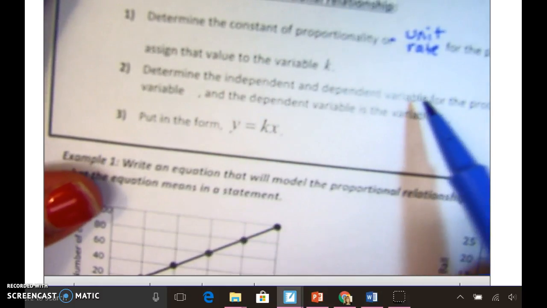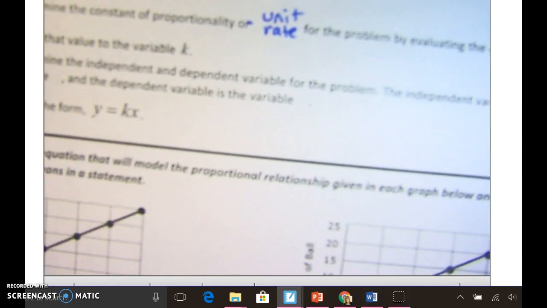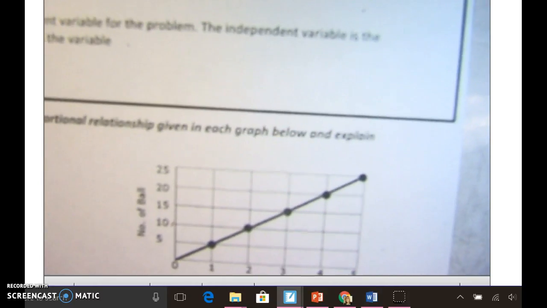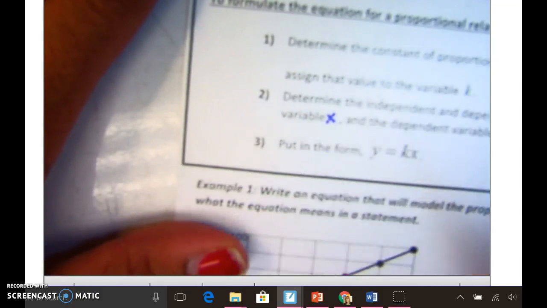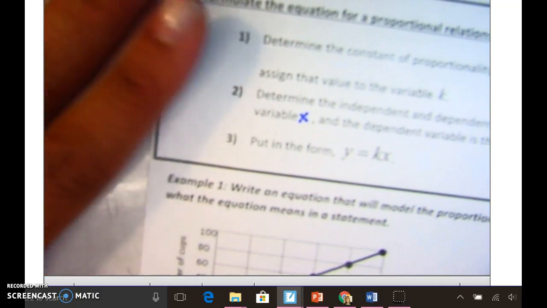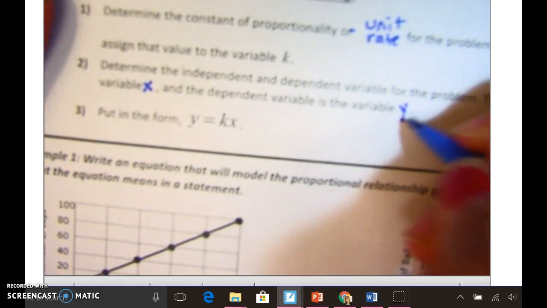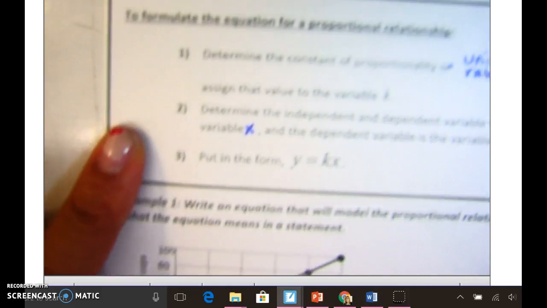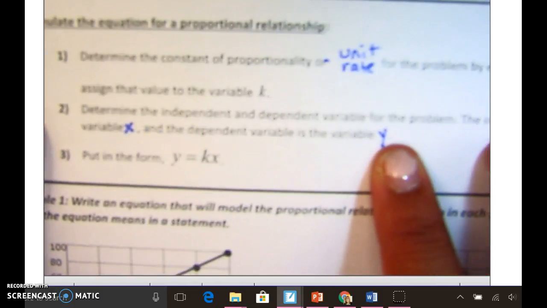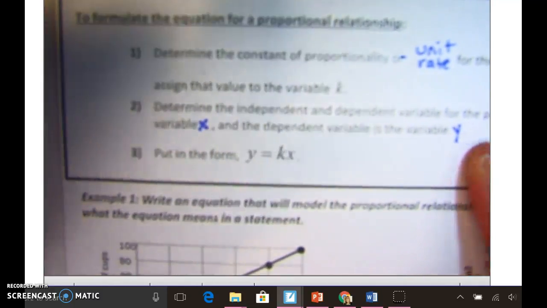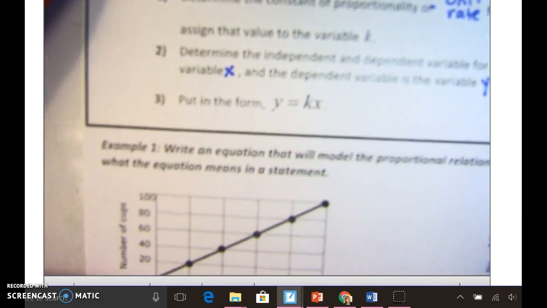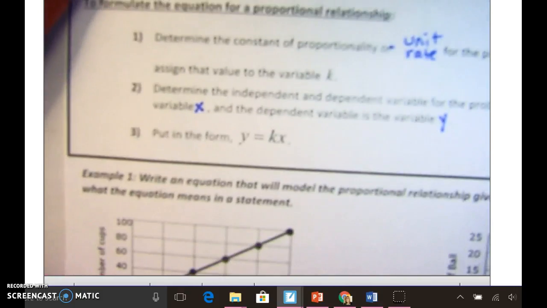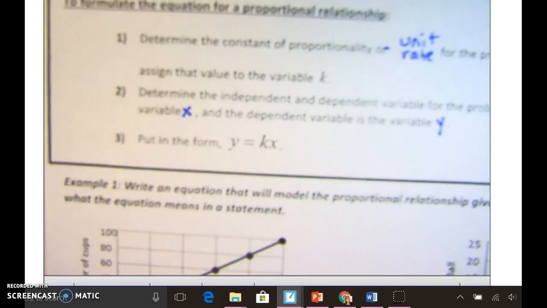Determine the independent and dependent variables for the problem. The independent variable is the variable x, and the dependent variable is the variable y. In other words, as I change x, y will change because x changed. We'll discuss that in the next example. And the last thing, you put it in the form of y equals kx. These are the steps that you take.